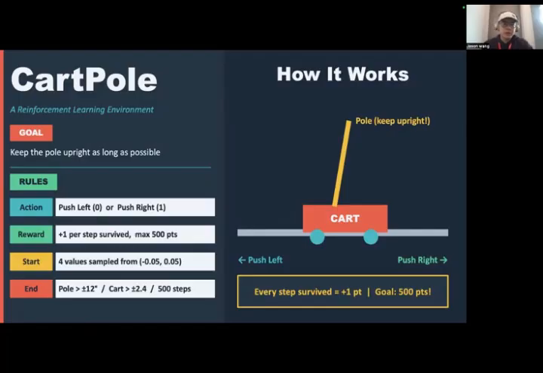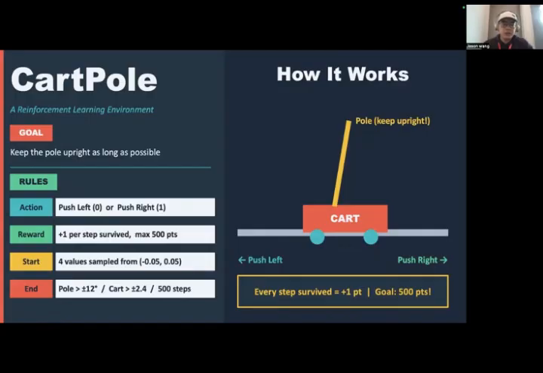CartPole is a simple physics simulation. As you can see on the right, there's a cart on a track with a pole attached to it. Our goal is simple: keep the pole upright as long as possible. The longer you survive, the higher you score. At each step, we can only do one thing, push the cart left or right. Every step survived earns 1 point, with a maximum of 500 points.